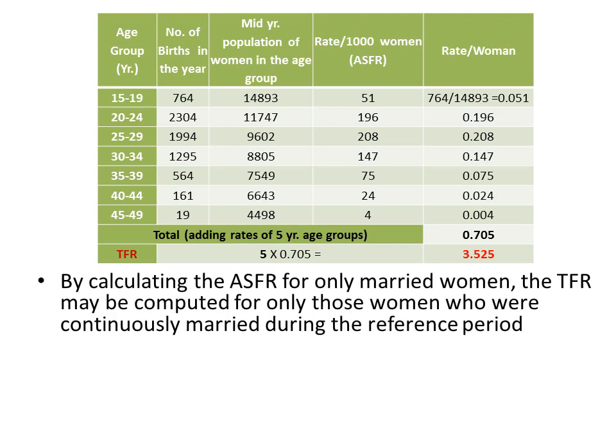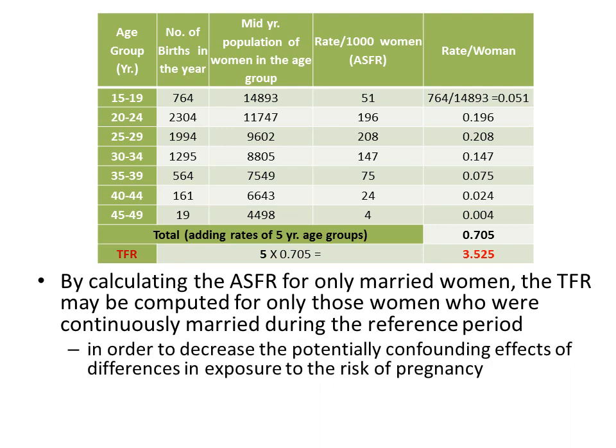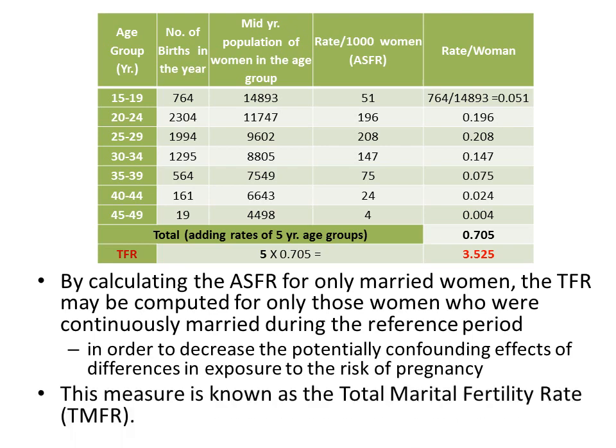The age-specific fertility rate can also be calculated for only married women, because the mid-year population of reproductive age women may consist of married and unmarried women. The total fertility rate may be computed for those women who are married during the reference period, in order to decrease the confounding effects of differences in the exposure to risk of pregnancy. That is, only the married women are more likely to get pregnant. For that, we calculate another measure known as total marital fertility rate, where the mid-year population of women is replaced by the mid-year population of married women in that age group.